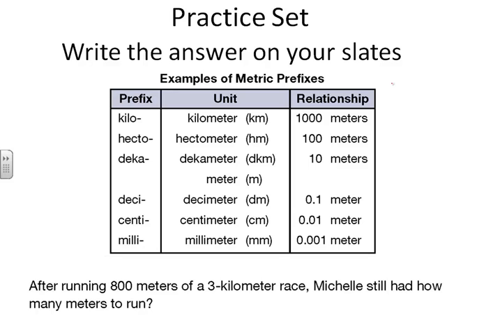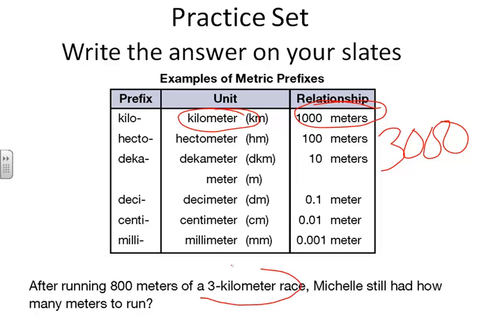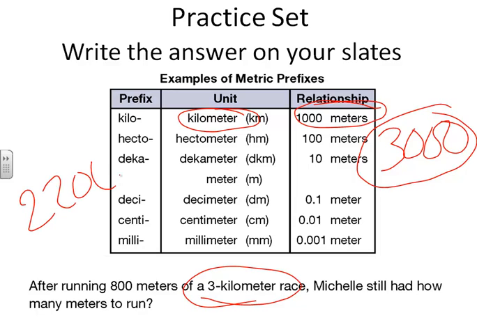Okay, so 1,000 meters is equal to 1 kilometer. She's got 3 times 1,000 because it's a 3-kilometer race. 3-kilometer race times 1,000 tells us that she's got to go 3,000 meters. So if she's run 800, she still has 2,200 meters left to go.